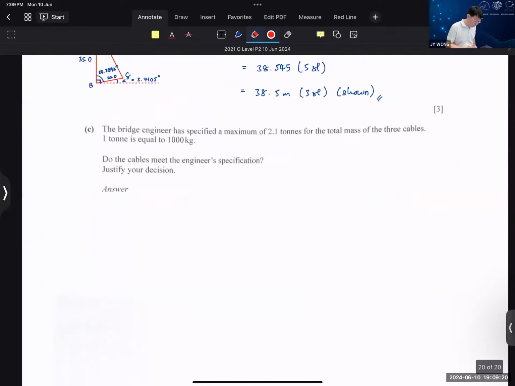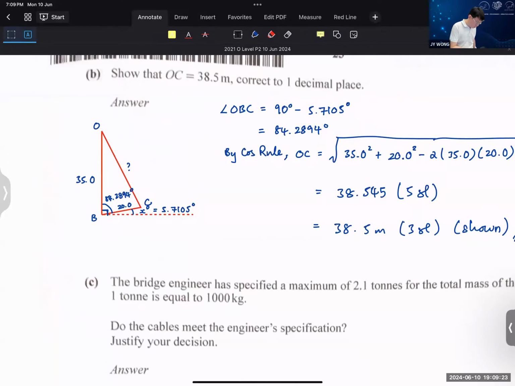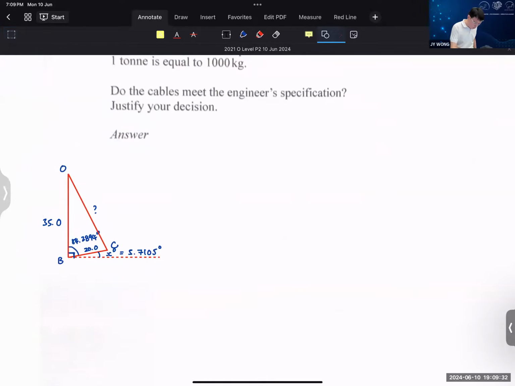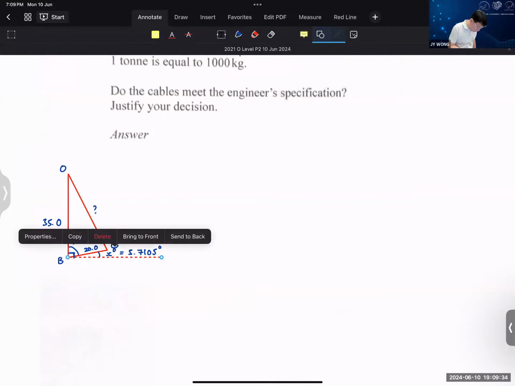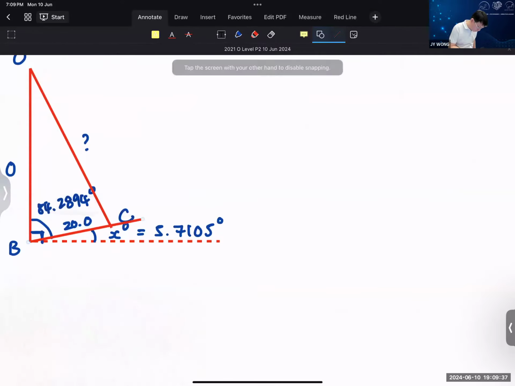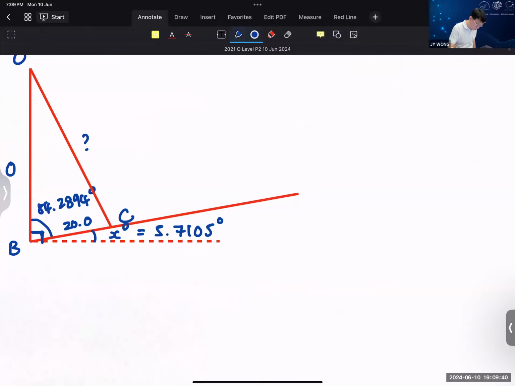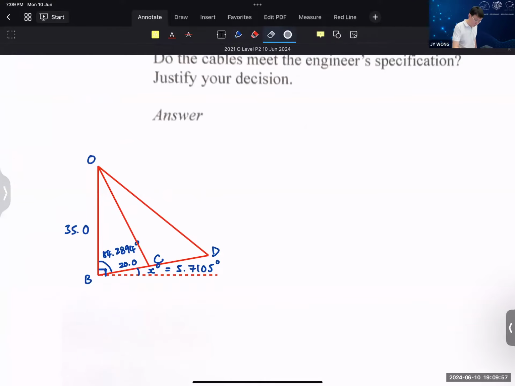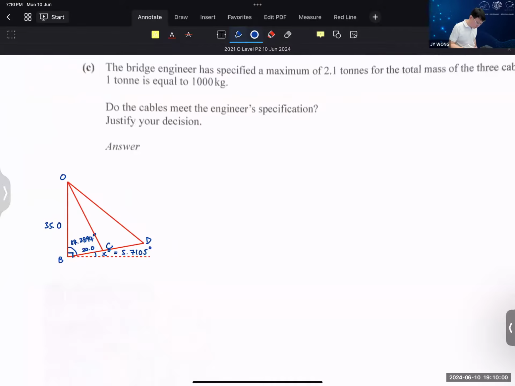So I'm just going to copy my diagram from the top. And then all I'm going to do here is to extend the line BC, so this is BC, by extending it all the way to BD. So that's your point D. And I've already found the length OC as well.